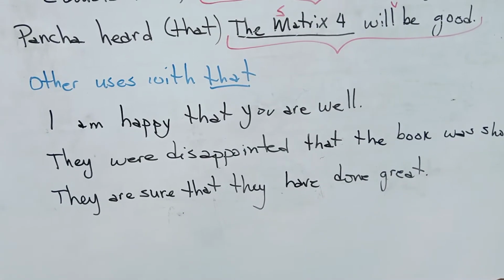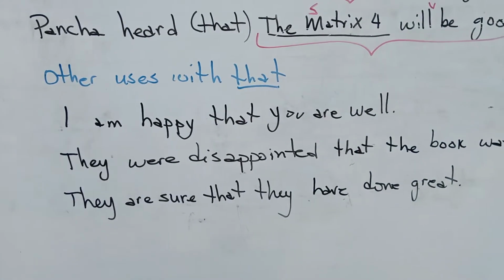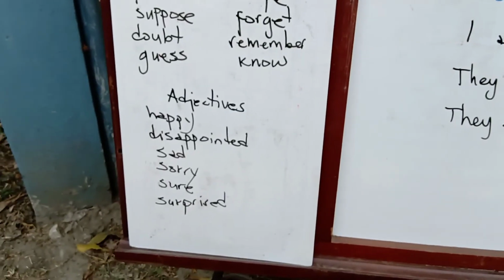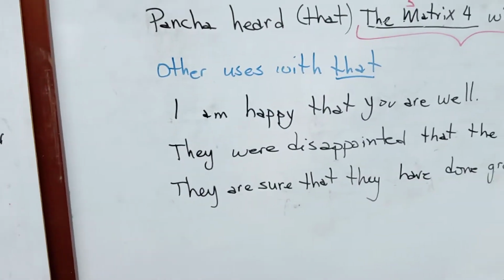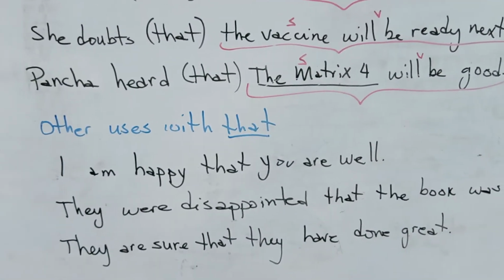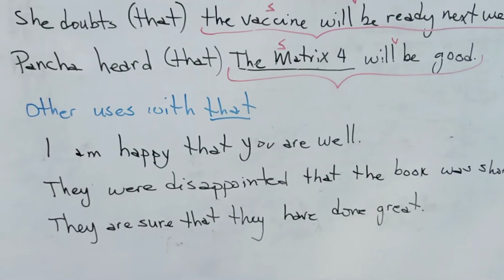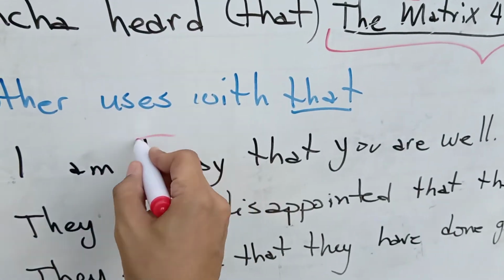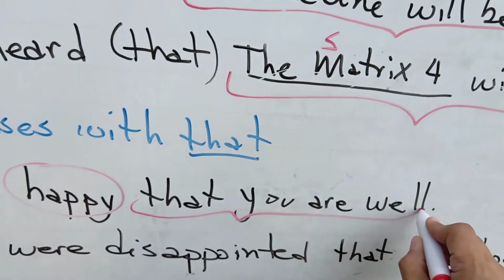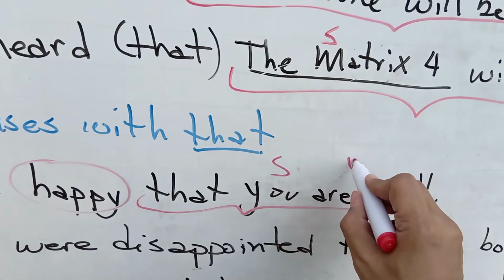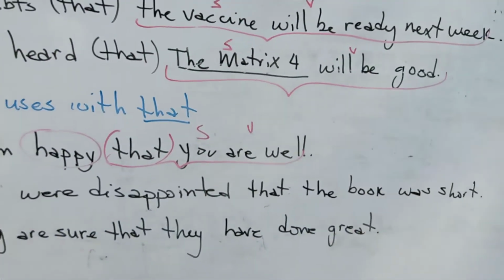In this case, we can use them after some adjectives: happy, disappointed, sad, sorry, short, surprised. I can use clauses also using that after these adjectives. Look, I am happy. Happy is my adjective. And this is a clause. Subject and verb. That is also optional.